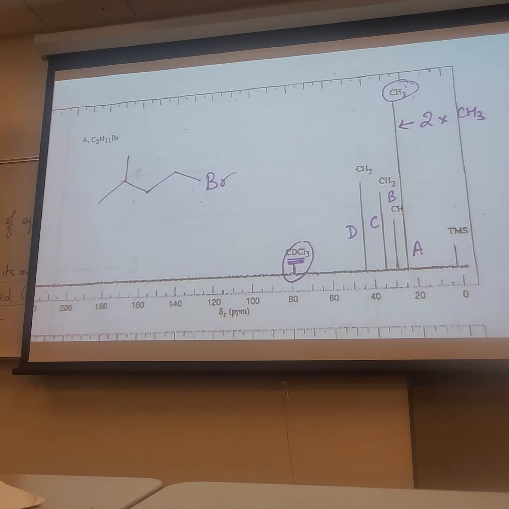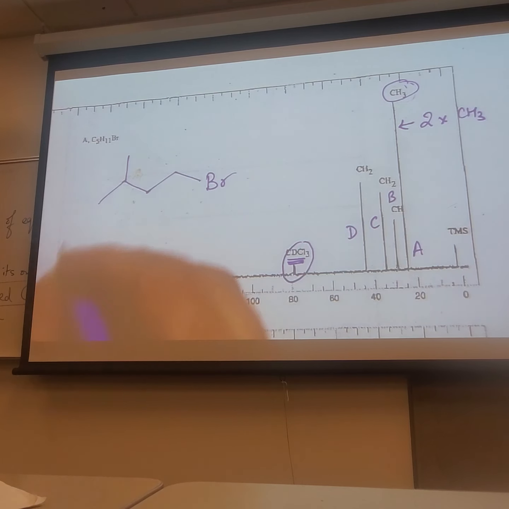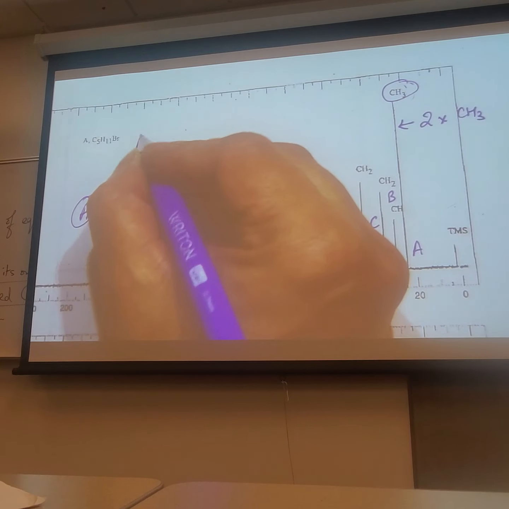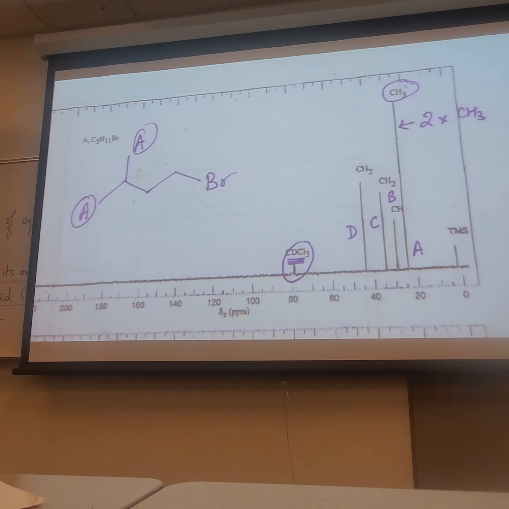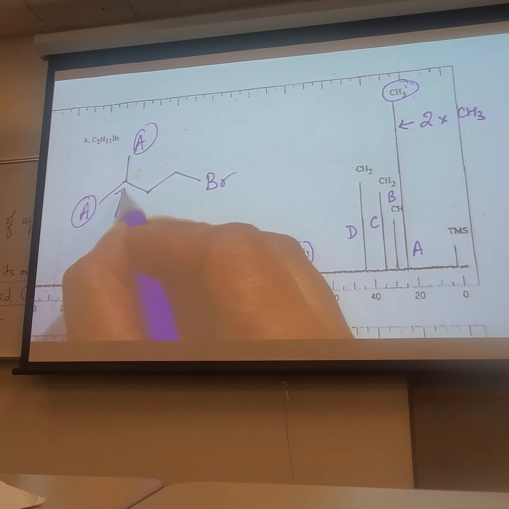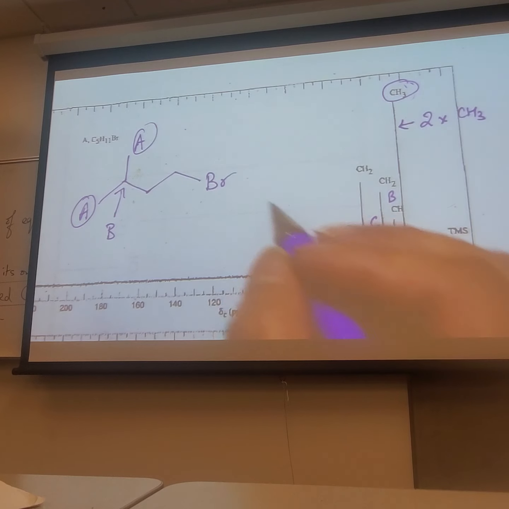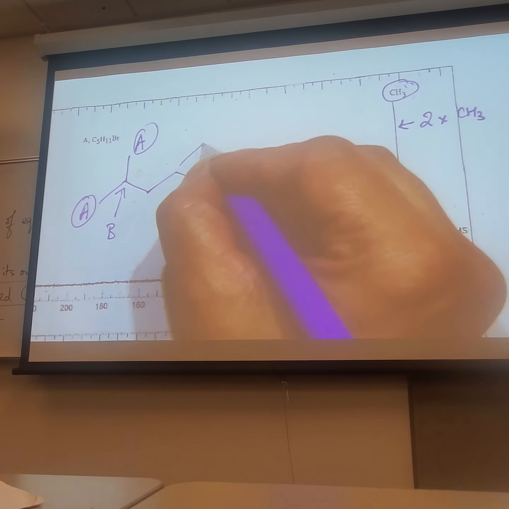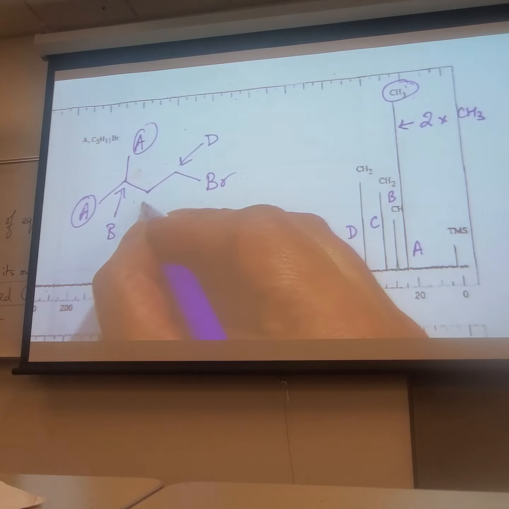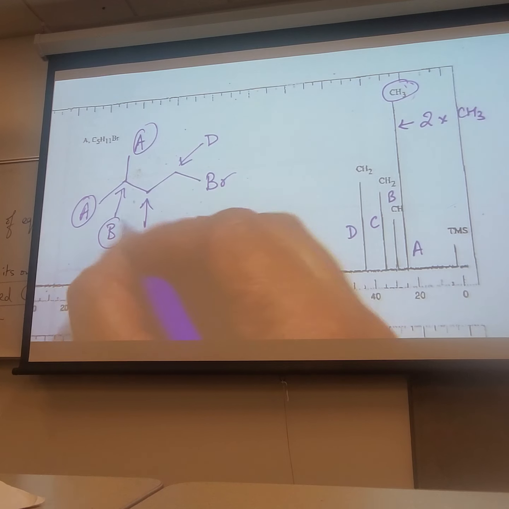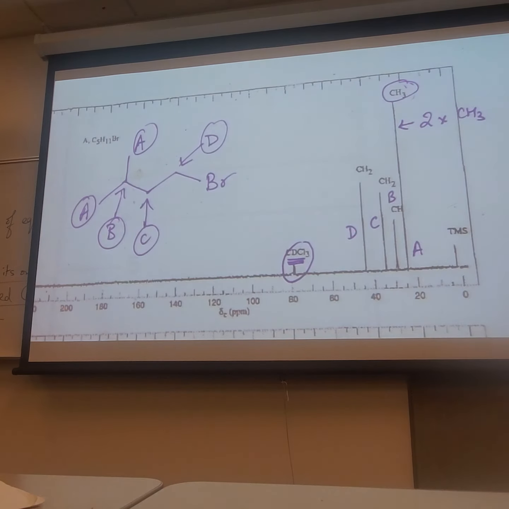So where is signal A? Which carbons are responsible for signal A? The isopropyl: this methyl and this methyl. Where is signal B? The isopropyl CH. And C and D, which one would you expect to be C and which D? D is the one next to the Br, and therefore this is C. Is everybody okay?